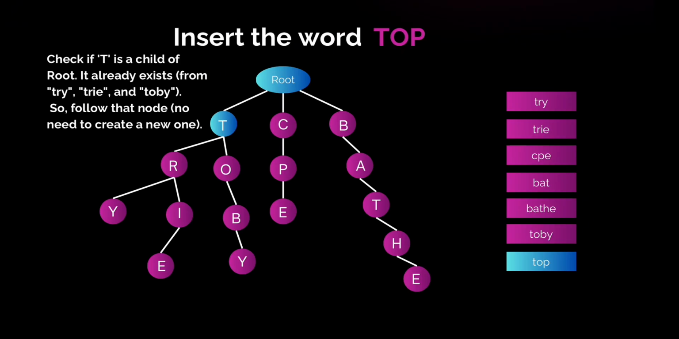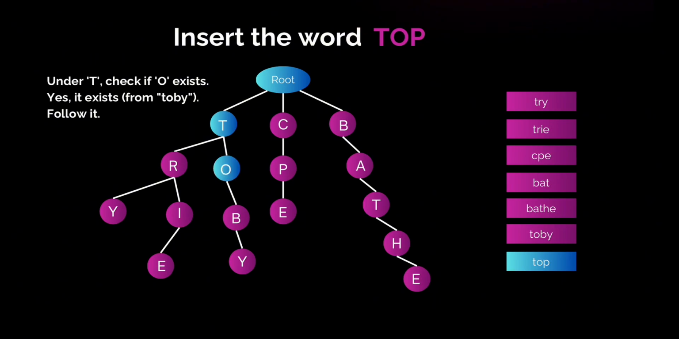Now, the second letter is O. We check the children of the T node. Does an O node exist? Again, yes. We can see it in the diagram or structure. The O node is already part of other words, like to and Toby. We reuse it. Now we're at the O node, having followed T, O.